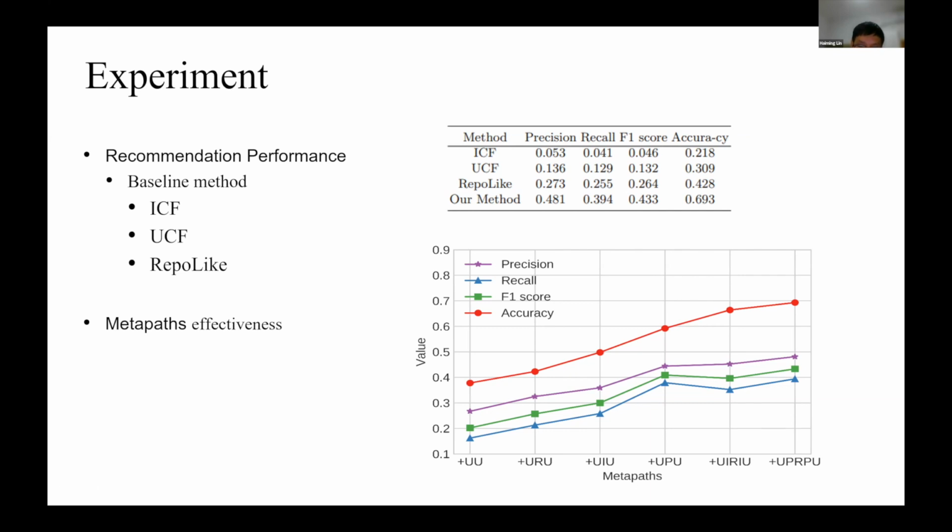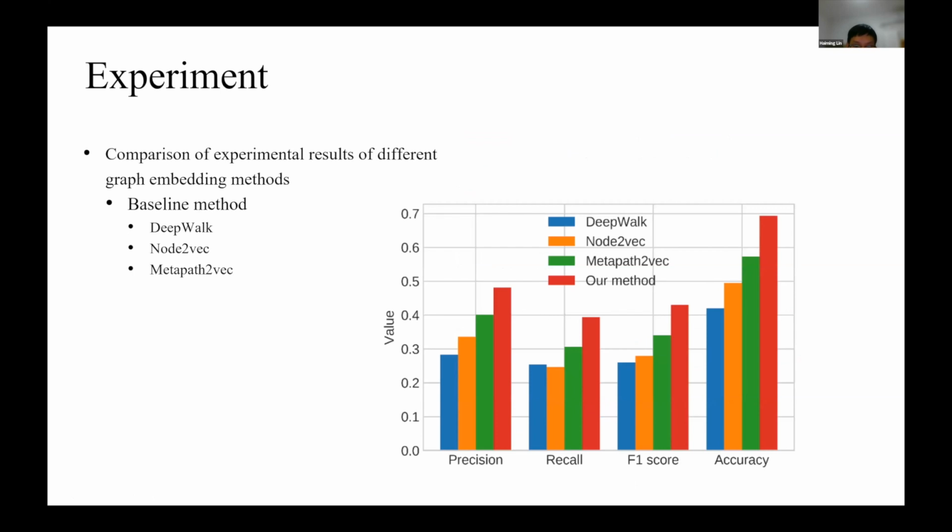In order to measure the effectiveness of our constructed meta paths, we compare the performance of the recommendation method under different meta paths through several comparison experiments. The result shows that the metrics of the model gradually increase as the meta paths are added. And then finally, we measure the performance of different graph representation learning methods, and the result shows that our method is better than other methods.